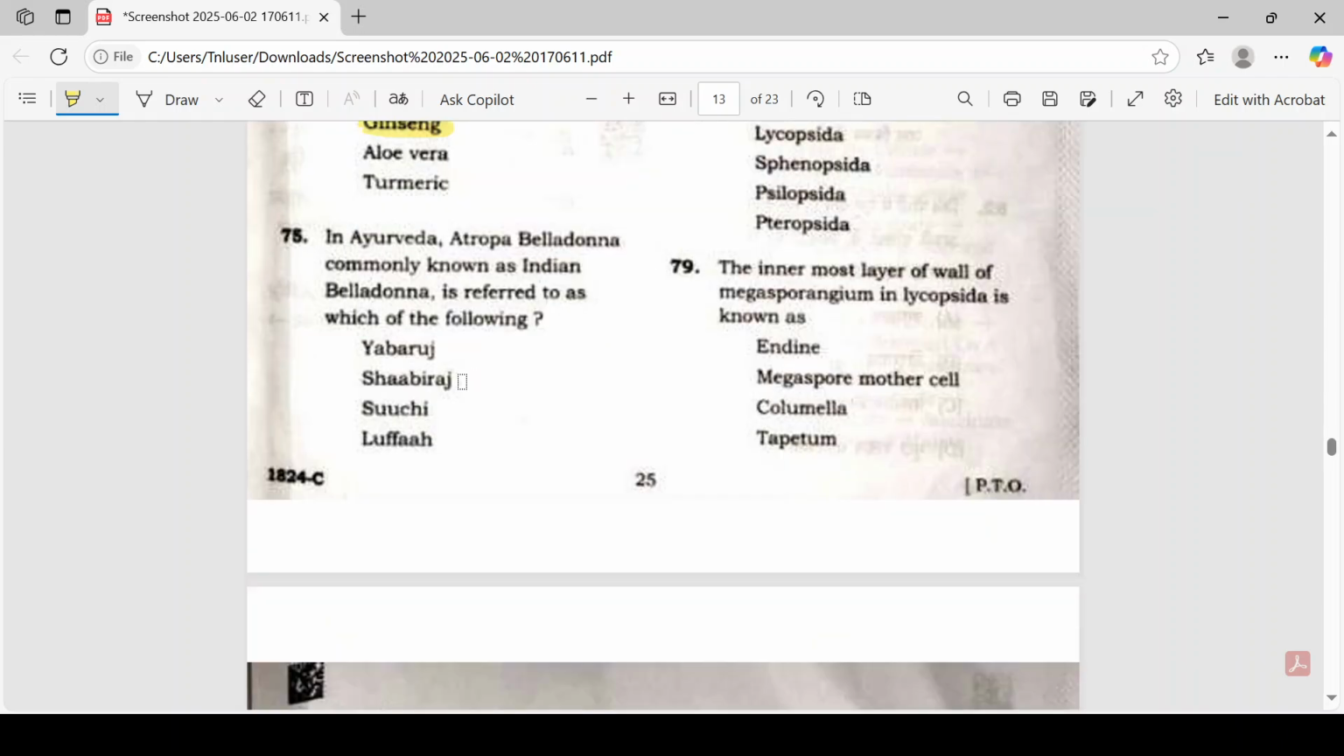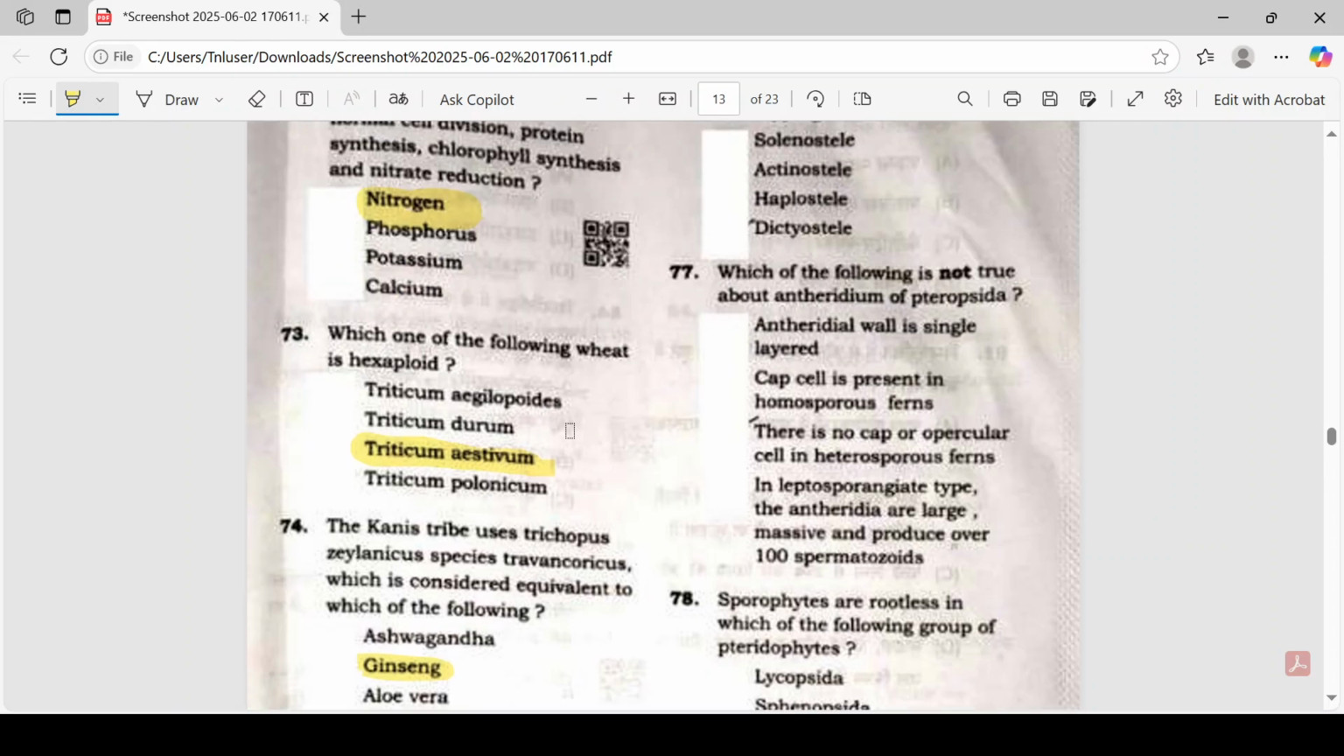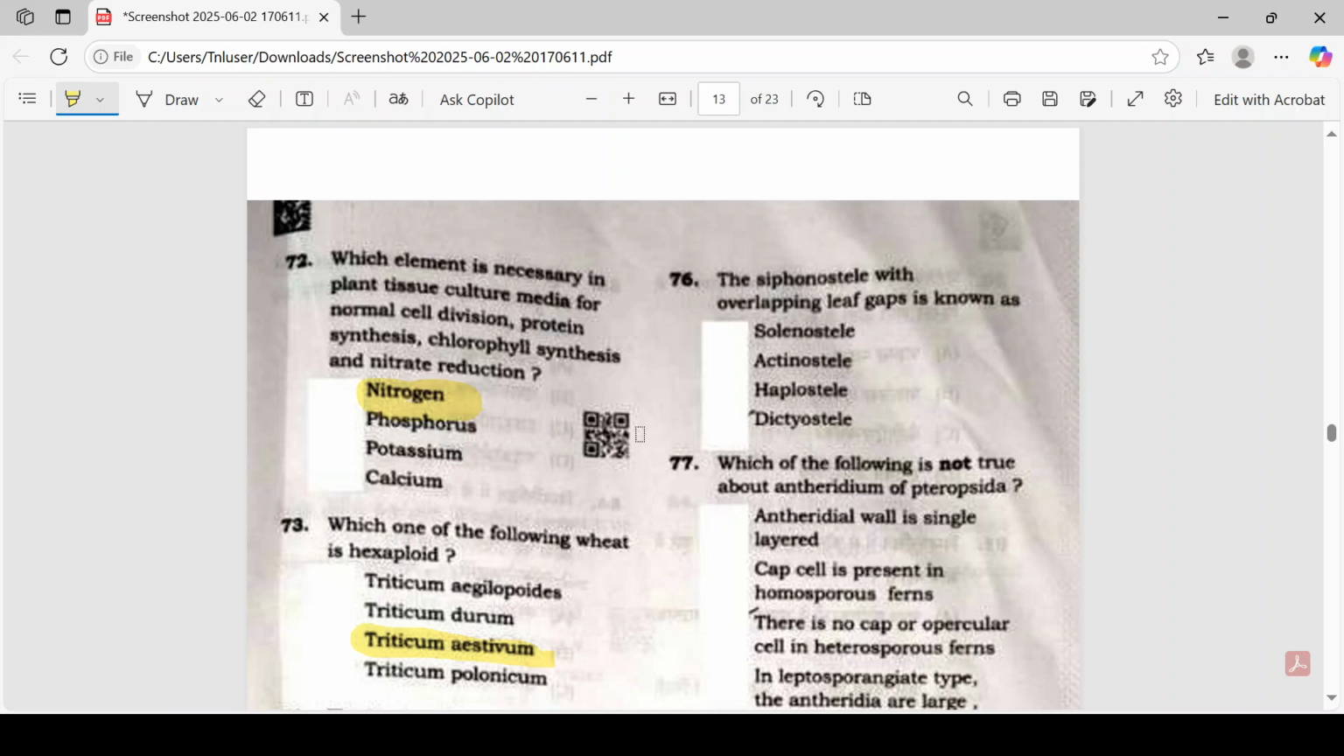Alright, question number 75. In Ayurveda, Atropa belladonna, commonly known as Indian belladonna, is referred to as which of the following? The correct answer to this will be Shabiraj. Okay. Next question is question number 76. The stele with overlapping leaf gaps is known as, so the correct answer to this will be dictyostele.